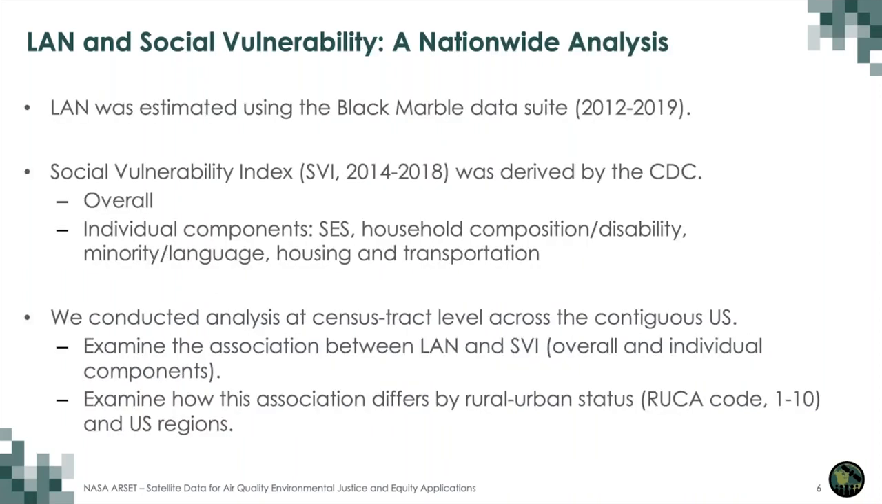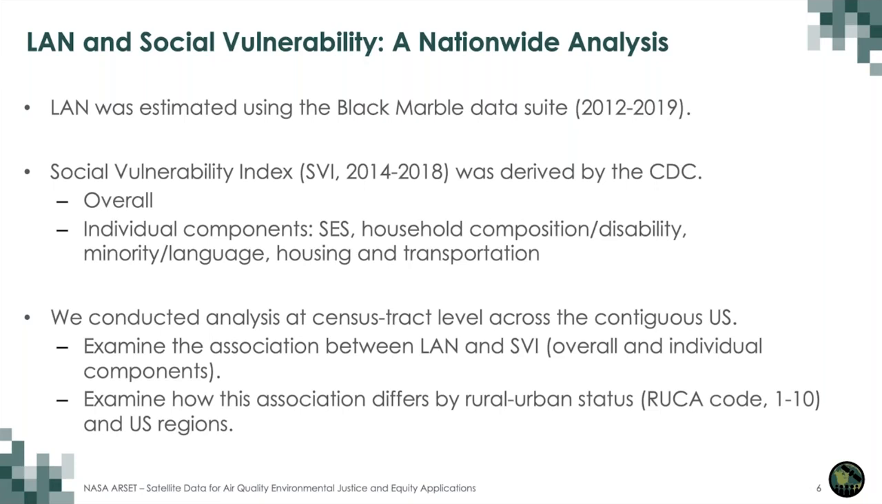So what we decided to do is to expand this line of research to look at the relationship between light at night and social vulnerability. So not just the racial and ethnic composition of the neighborhood, but social vulnerability more generally. We took this nationwide analysis where we used the light at night data, which was obtained from the Black Marble data suite for the period of 2012 to 2019. Those are satellite-based estimates of artificial light at night. And the vulnerability measure we used is the Social Vulnerability Index, SVI, which is an index developed by the CDC.